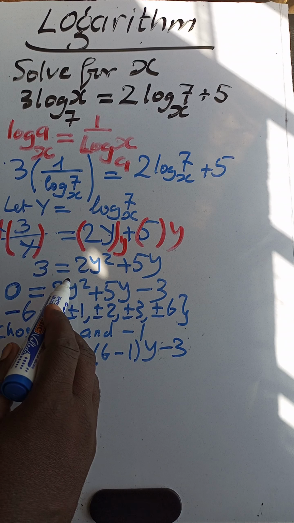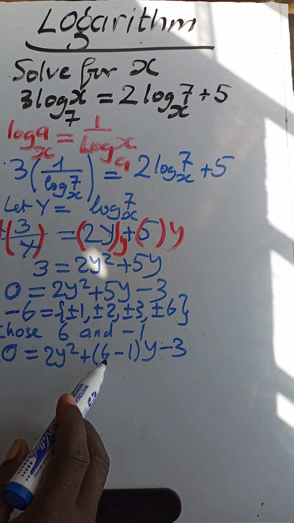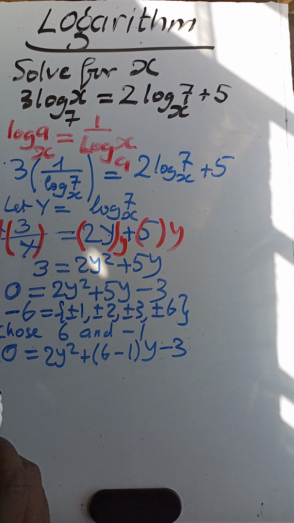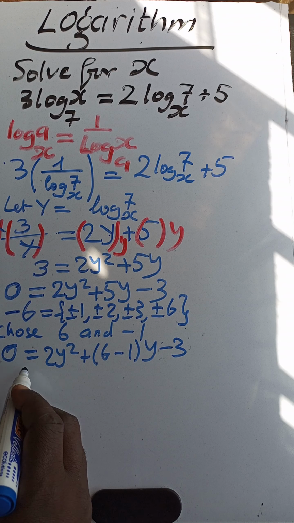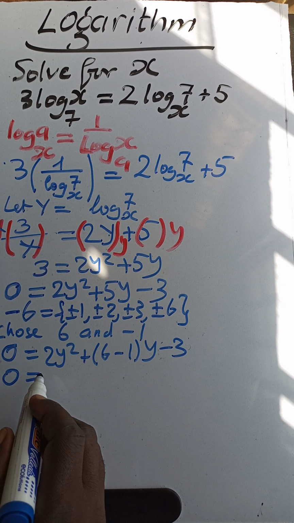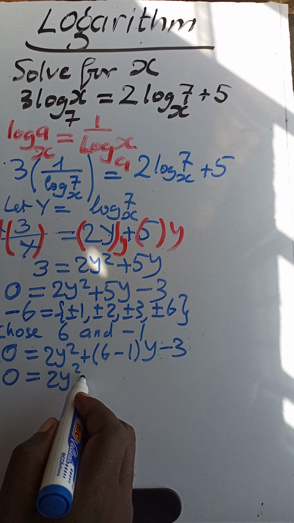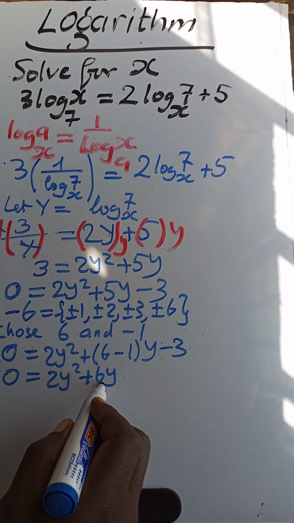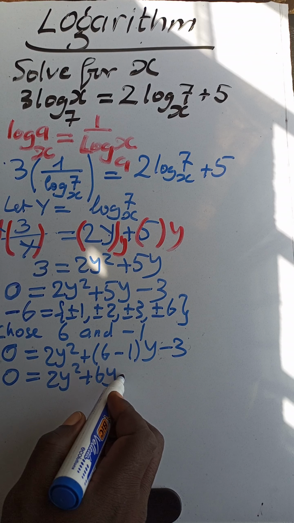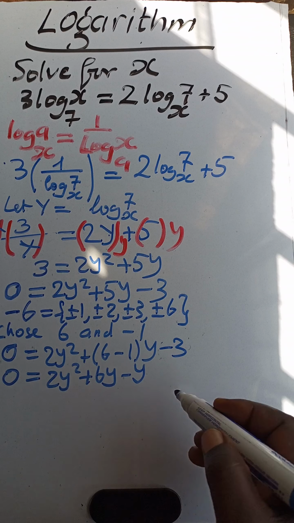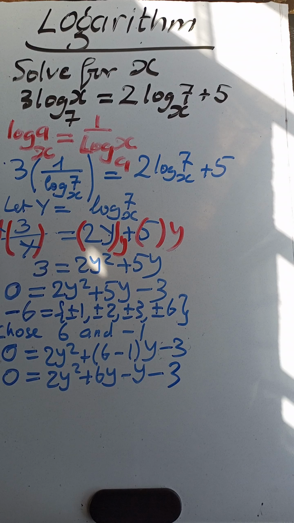Okay, 2y squared plus 5, 6 minus 1 is plus 5, and then minus 3. Now let's open this bracket. So we have 0 is equal to 2y squared. 6 multiplied by y is plus 6y. Negative 1 multiplied by y is negative y. And then we have minus 3.